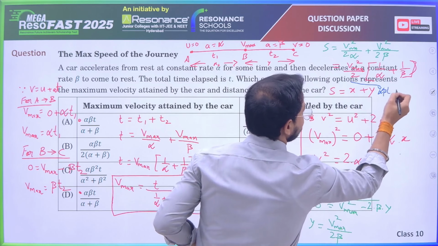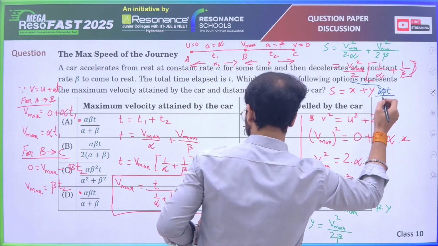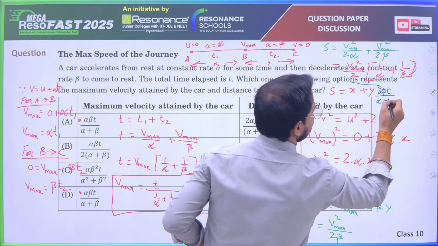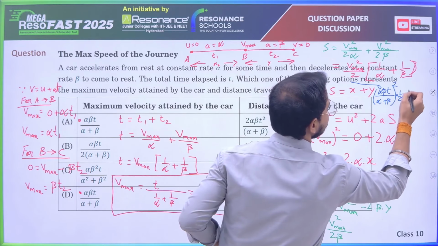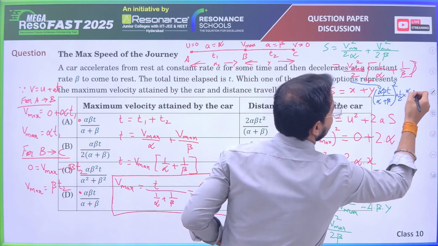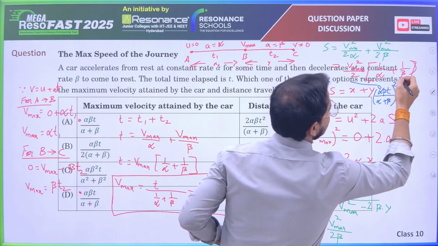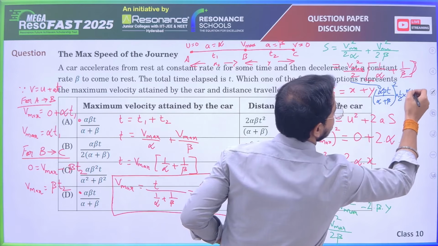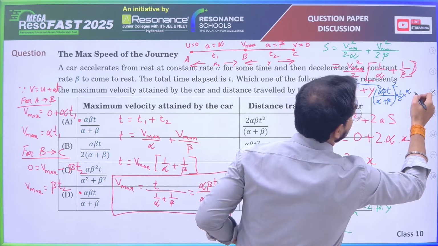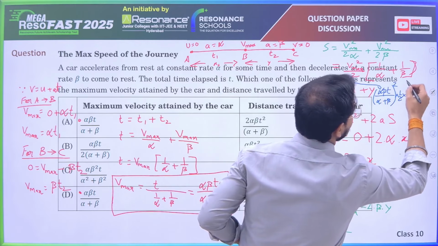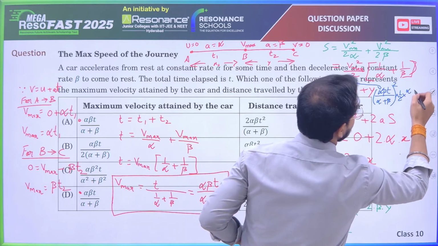Alpha beta t upon alpha plus beta the whole square into 1 by 2 into alpha plus beta upon alpha beta. Fine. So we can see alpha plus beta the whole square and alpha beta.